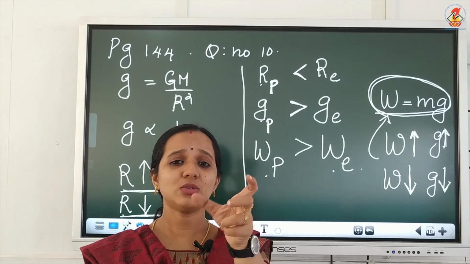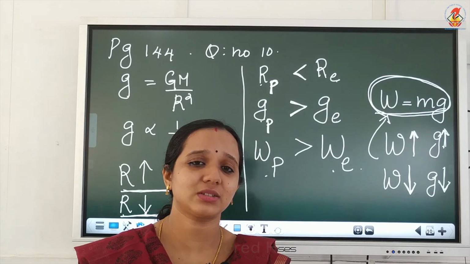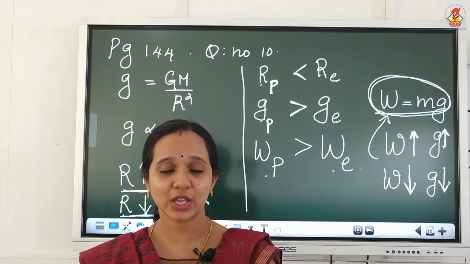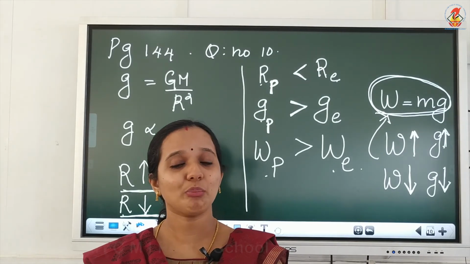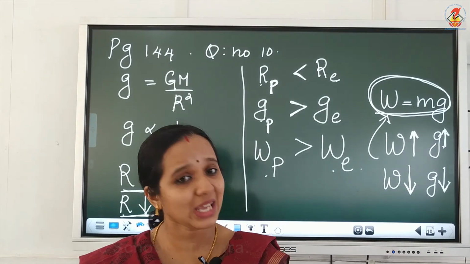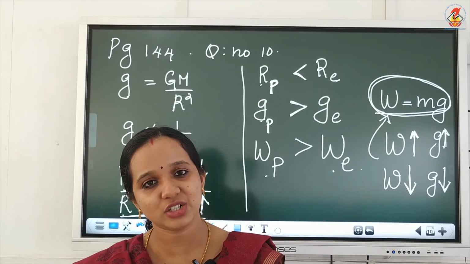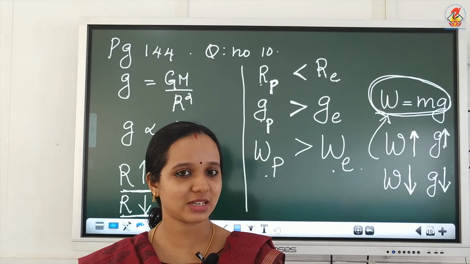The weight will show certain differences when the object is kept at the poles and when the object is kept at the equator. At the poles, the weight of gold seems to be more, and at the equator the weight of gold seems to be less, due to the difference in acceleration due to gravity. Hope the answer is clear.